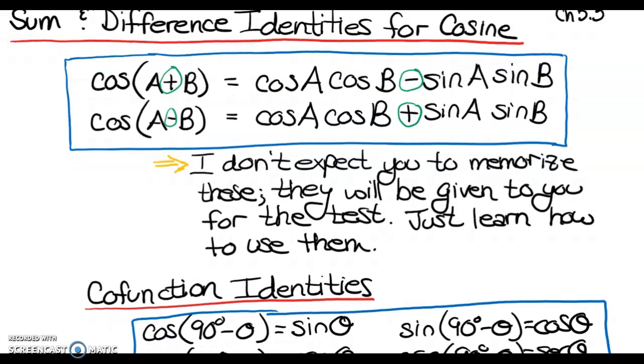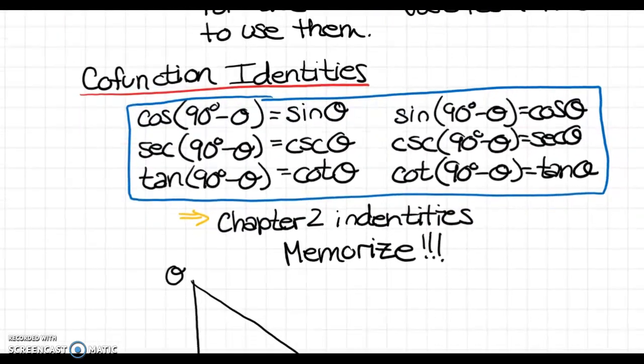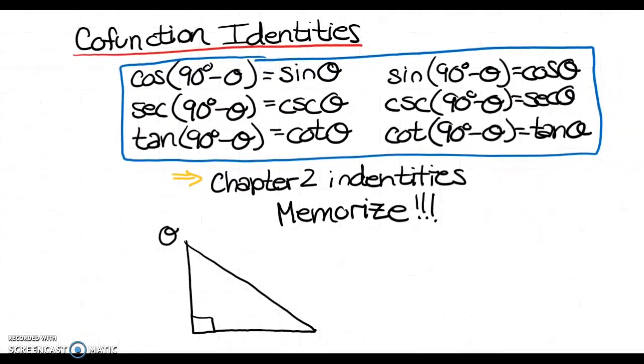And then I'm going to do a brief review of your cofunction identities. This takes us all the way back to chapter 2. Our cofunction identities come from a right triangle, if you remember that. In a right triangle, these two angles here must be complementary because the angles of a triangle add up to 180, and when we take out this 90-degree angle, the other two must add up to 90 degrees. So how do I find this measure here? This is 90 degrees minus theta.